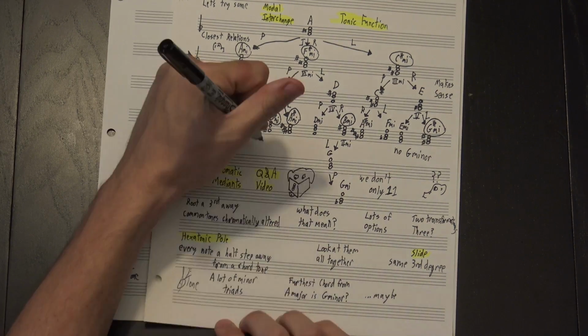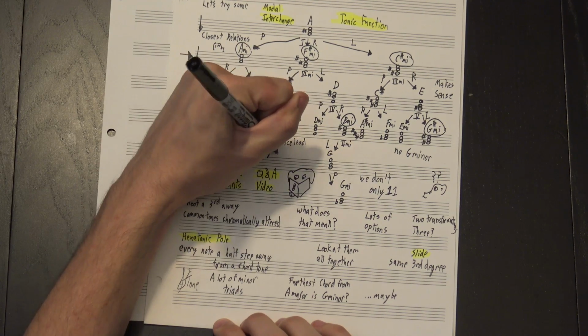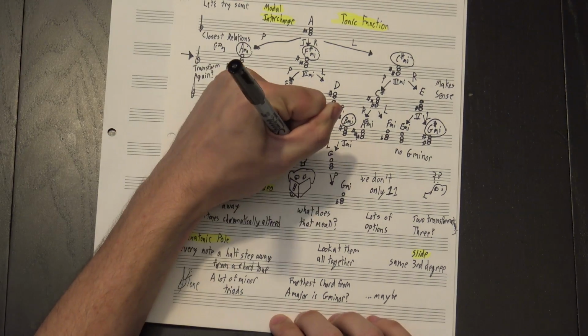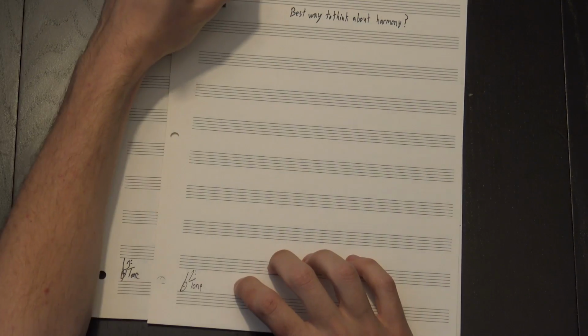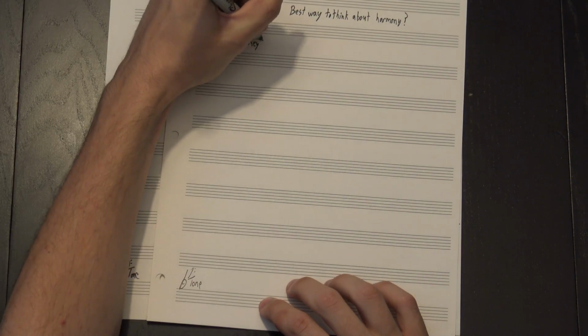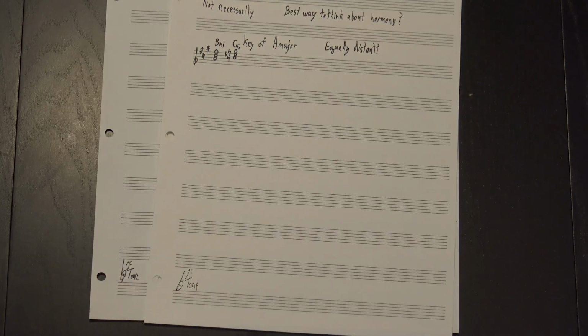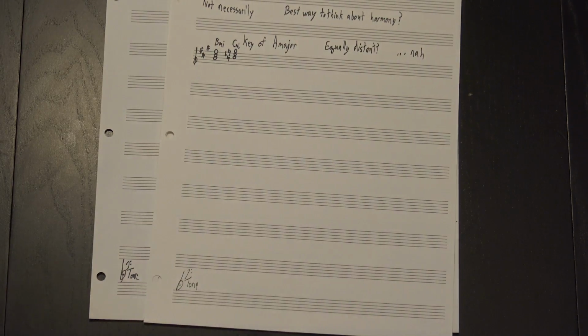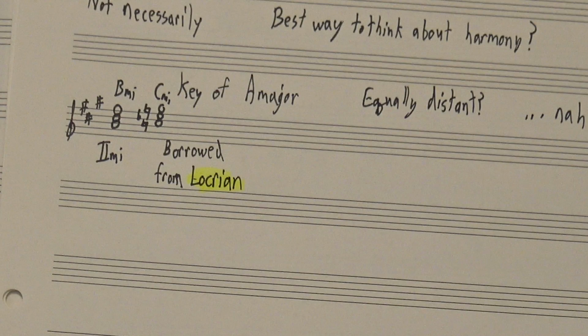Maybe. It'd make sense. After all, there's no way to voice lead from one to the other without jumping a third in one voice. That seems pretty distant to me. So is this the best way to think about harmony? Well, not necessarily. For instance, this tells us that in the key of A major, B minor and C minor are equally distant, but that's clearly not true. One is the diatonic 2 chord, while the other is borrowed from the parallel Locrian mode.